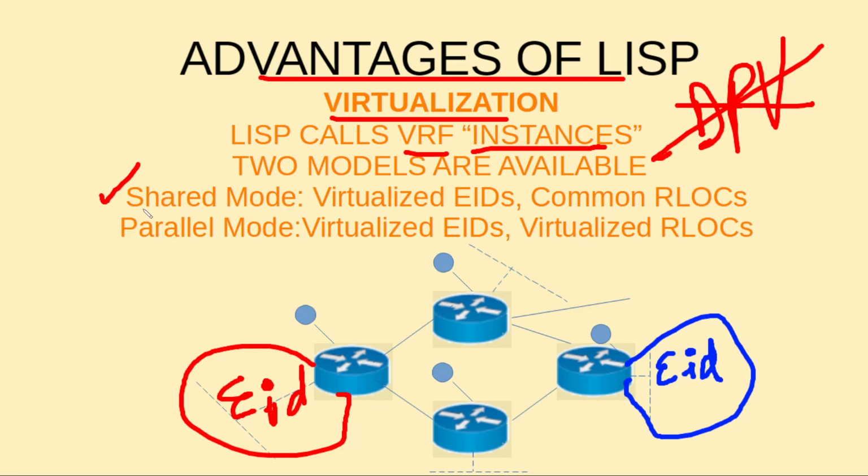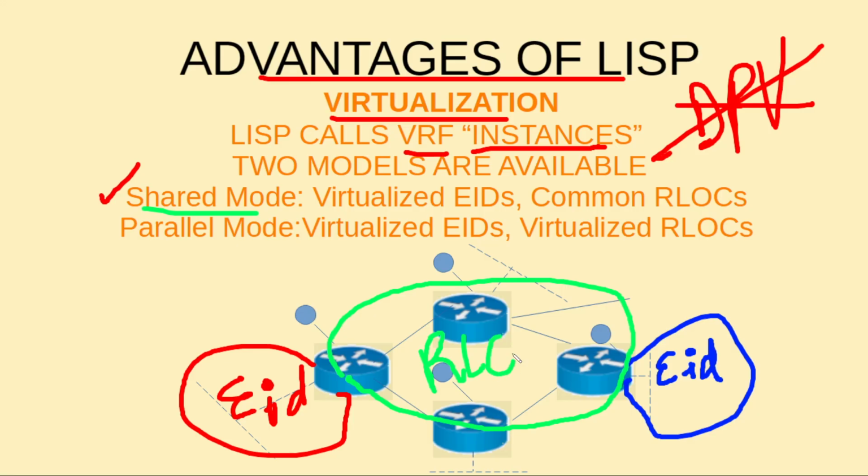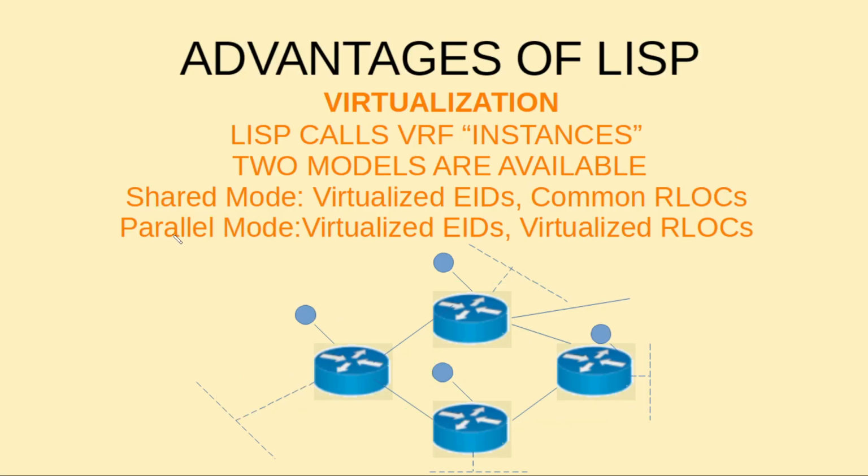And for the share mode, the RLOCs that we are going to use to reach these endpoint IDs that belong to different VRFs will use the same addressing domain. This means that we are not going to virtualize the RLOCs. We are only going to virtualize the endpoint IDs. Let's illustrate how the parallel mode works.